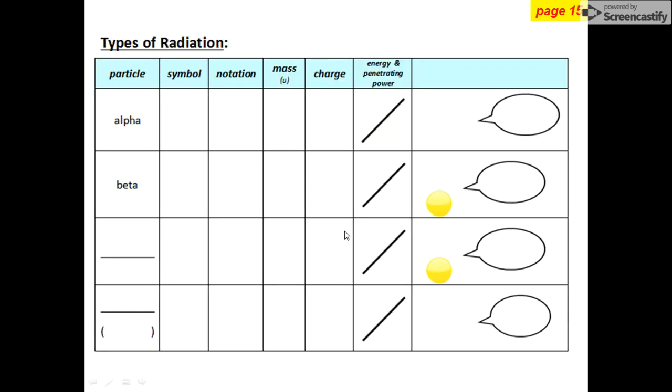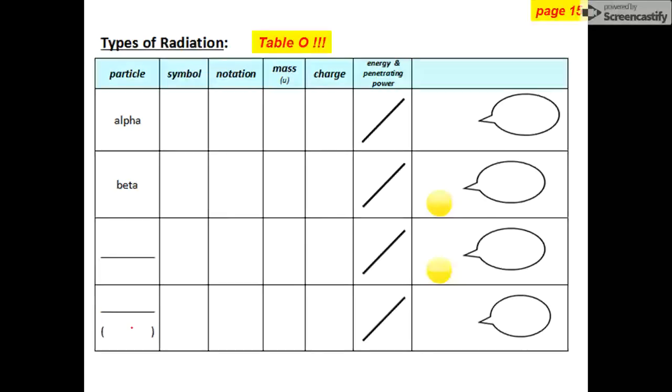Okay. So types of radiation that are emitted by atoms that are unstable. You're going to get some help filling this out from Table O. So take a moment to open up Table O while we fill out this chart. Okay. All right, let's see here.